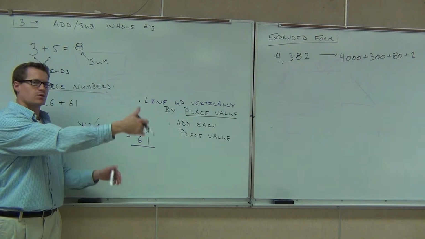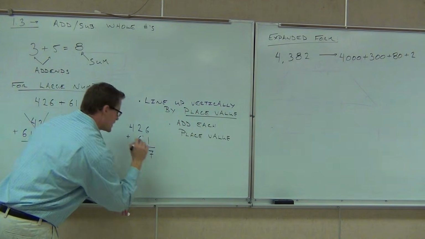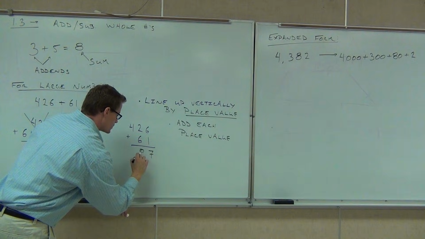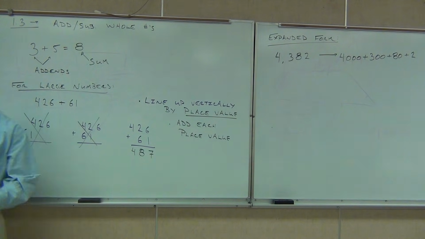We start on the right-hand side. We're going to add those digits. How many 1s am I going to have? 7. Perfect. How many 10s am I going to have? 8. Hundreds? Good. There's really no hundreds down there to add. So we have 487. That's our sum.